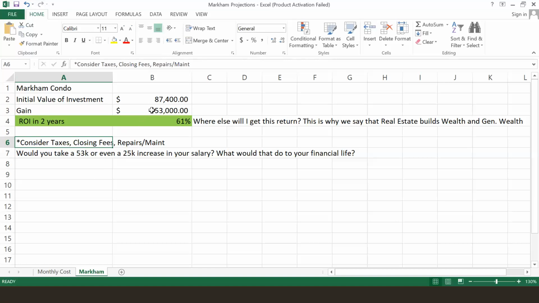But let's be very conservative. Let's say that we subtract this number by half or less than half. Let's say $25,000 is your gain. Now, that's still a 29% increase in ROI, return on investment, which is still really good.